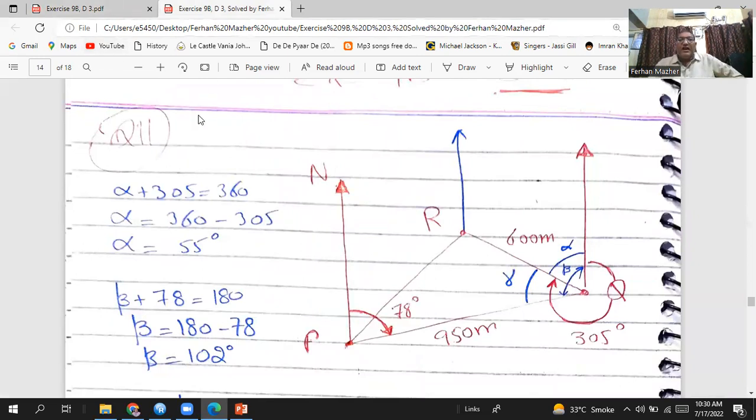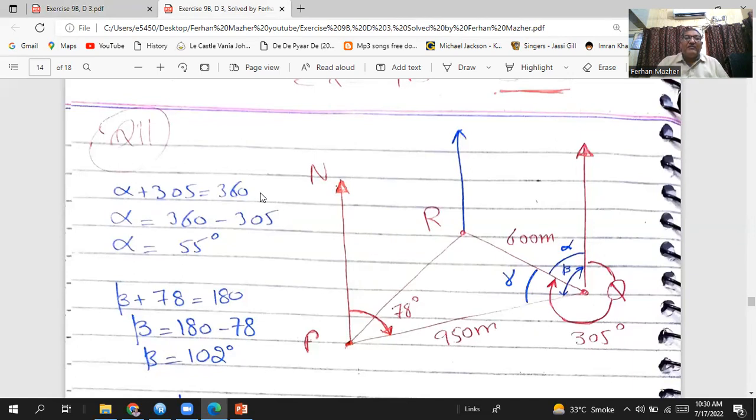I will try to find this angle alpha, and that will be 360 minus 305. And I will try to find this angle beta. That will be allied angle to the 78. So beta will be 180 minus 78. So once I know alpha and beta, if I subtract alpha from beta, I will get this gamma, and that will be the angle RQP. So once I know these two sides and the angle between them, the included angle, by using the law of cosine, I will be able to find the PR side. So that is the strategy of doing this question.